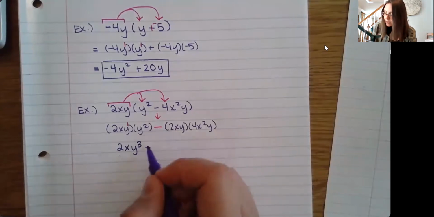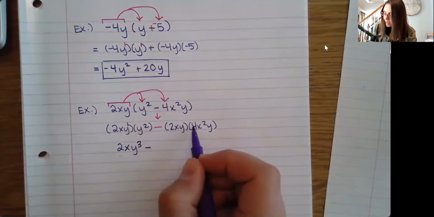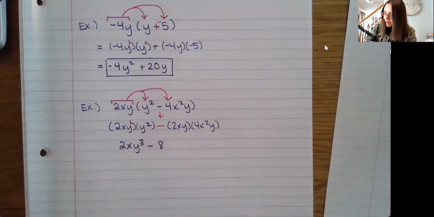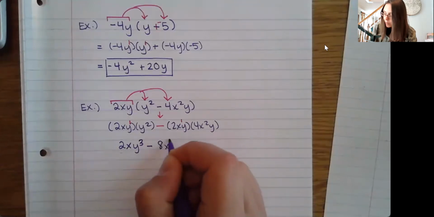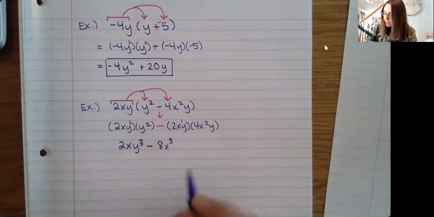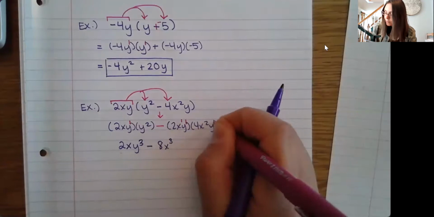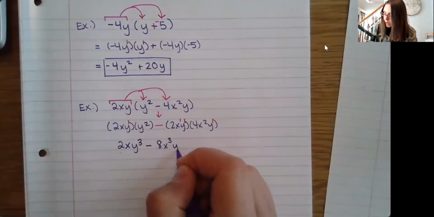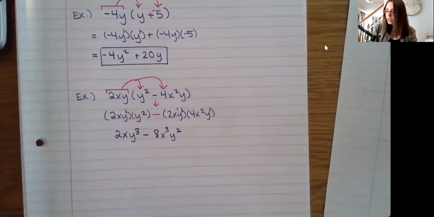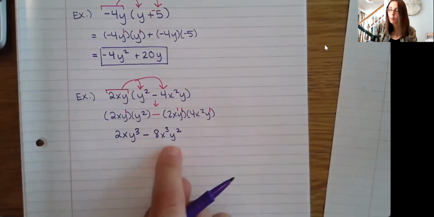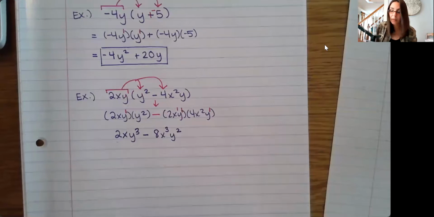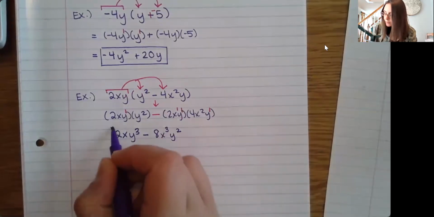Bring down that minus sign. 2 times 4 is 8. Now here I have x to the first power and x squared, so that would be x to the third power. 1 plus 2 is 3. And then here, y to the first and y to the first. 1 plus 1 is 2, so y squared. Now I'm going to check, these are different types of variables, right? I guess they're both the same variable, but to different powers. So they're unlike terms. So we are done.